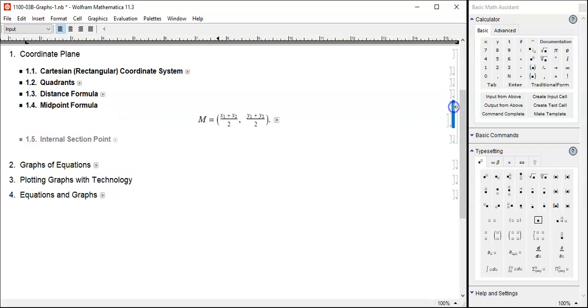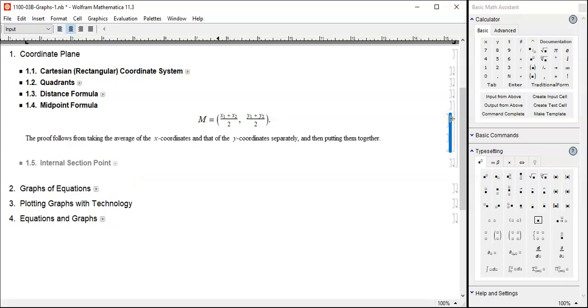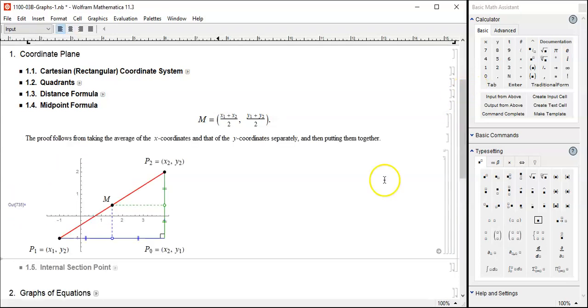Final topic here, let's talk about the midpoint formula. It's easy, just take the average. And why is it? Well, this picture explains everything. Similar picture as before. P1 is here, P2 is over there. And how do I take the midpoint? Well, form this right triangle again, our old friend. And then horizontally take the average so that horizontally we come to right in the middle. And do the same thing vertically.